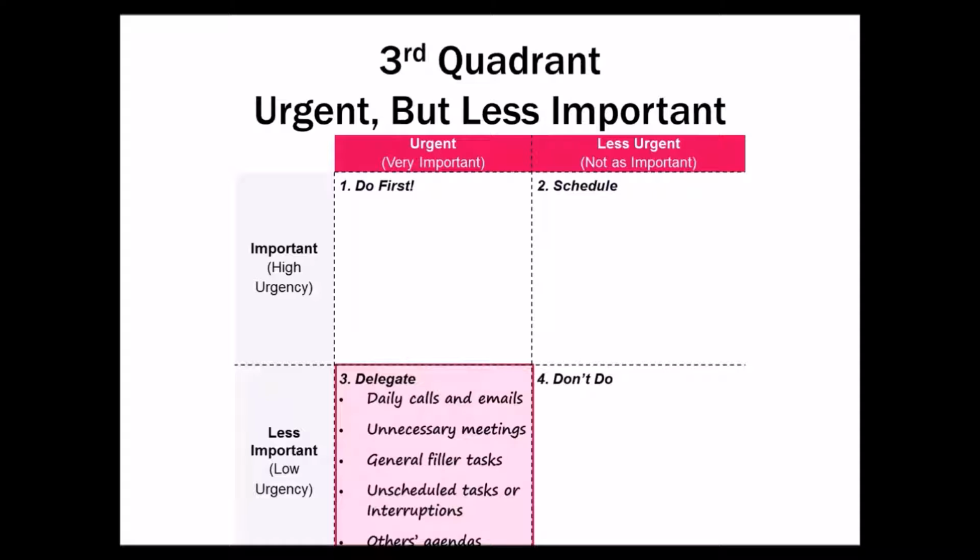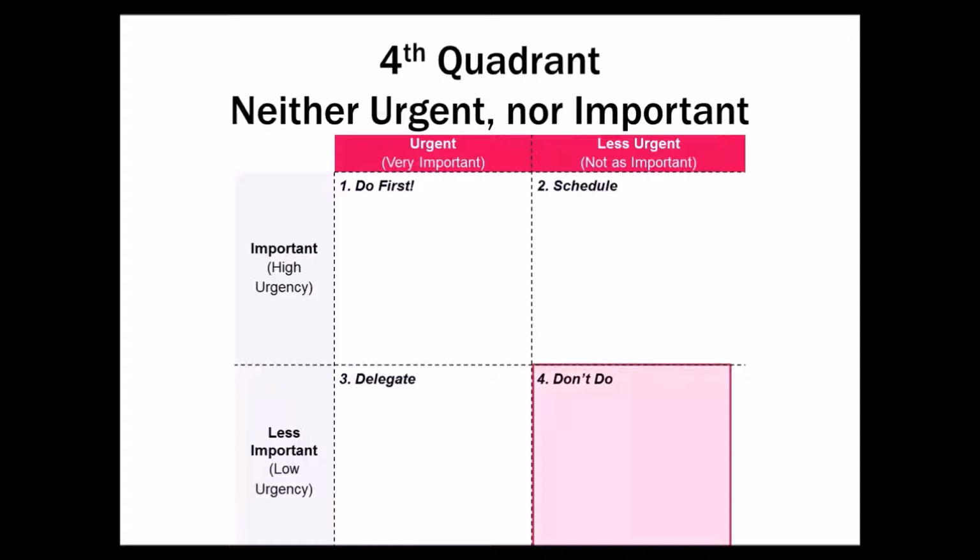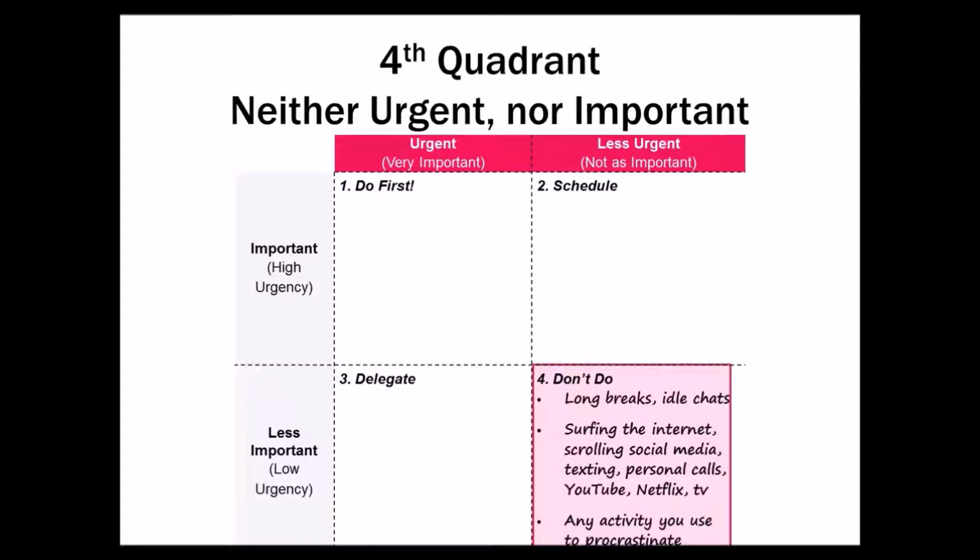And then the final quadrant, the don't do quadrant, these are the things that you don't need to do. Think of everything that you might waste your time on during the day, or that if you cut it out completely, you could get something more productive done. This could be spending less time chatting in your break room at work, scrolling the news feeds on your social media accounts, watching YouTube videos, TV shows, that kind of thing.